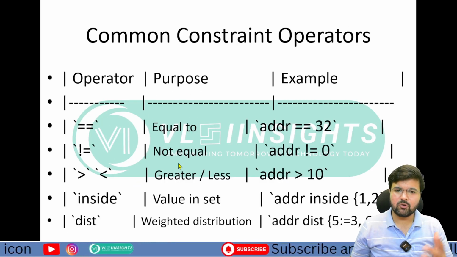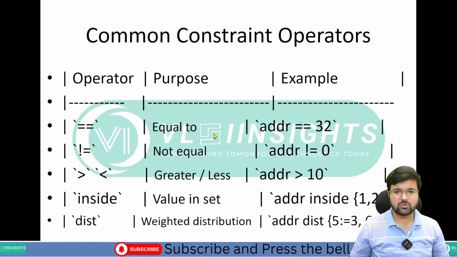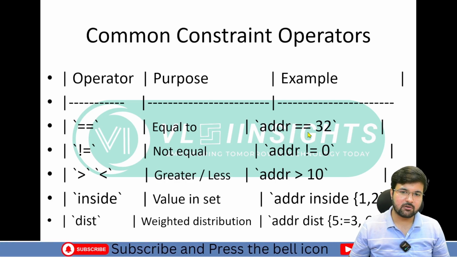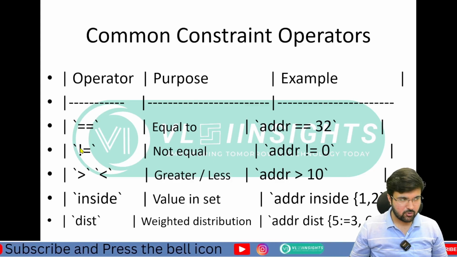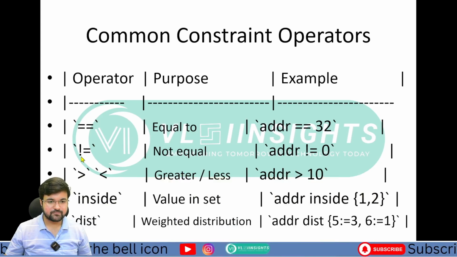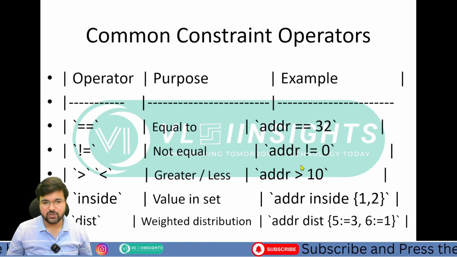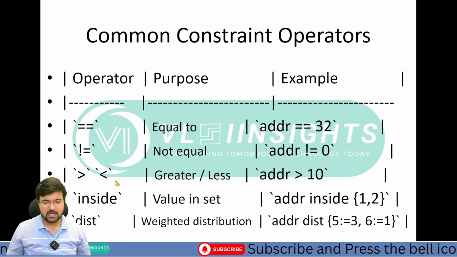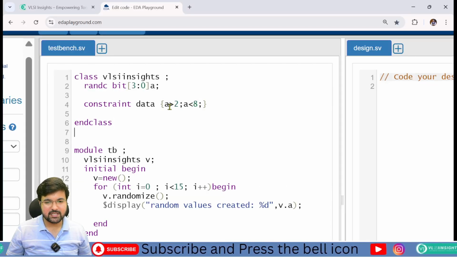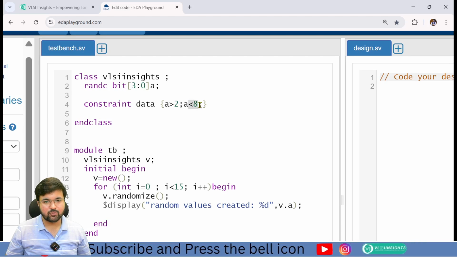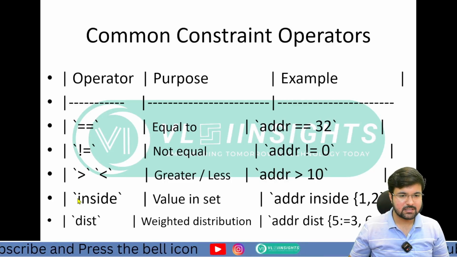Now, there are some common operations which we use in setting up a constraint, that is double equals. If we say addr should be equal to 32, it will match that particular value. Not equals is used for a not-equals condition. And there are the less than and greater than signs, which we have already studied, for example the value of a should be greater than 2 and less than 8.